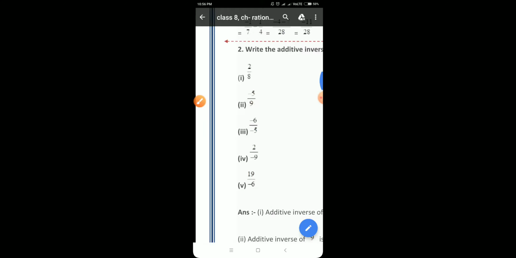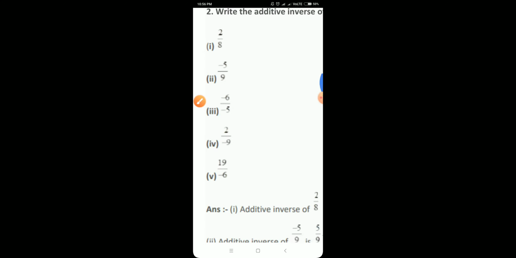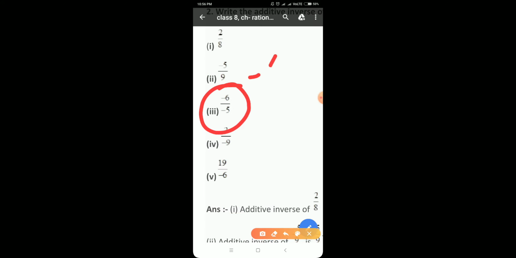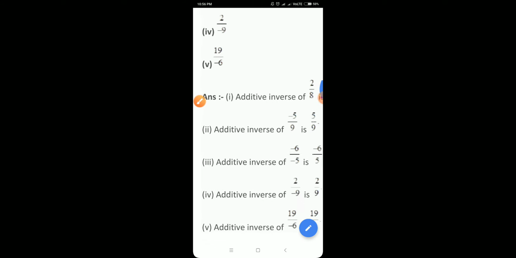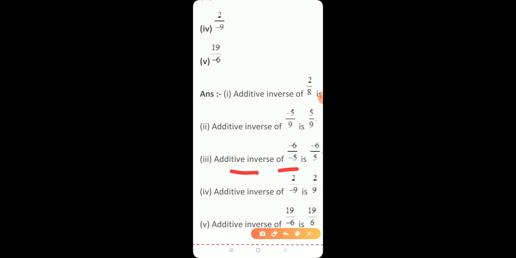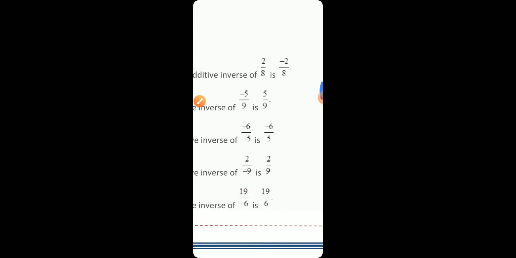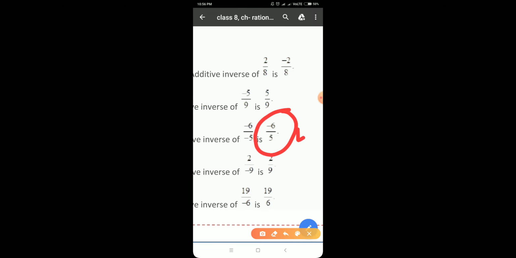Similarly, in the third part, minus 6 by minus 5, this minus and this minus cancel out, you will get 6 by 5. So what will be the additive inverse of 6 by 5? It is a positive term, so your result will be minus 6 by 5. So you will write here that the additive inverse of 6 by 5 is minus 6 by 5.